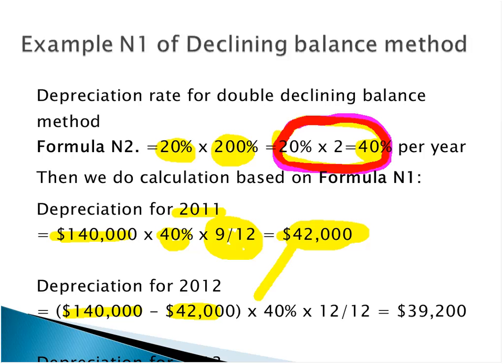Here is this one. And then the same steps, multiply by the 40% depreciation rate. And as we are going to use the whole 12 months in 2012, if it is given to you, just multiply by 12 and divide by 12, you can just ignore it. And then you will get the depreciation cost for 2012, which would be 39,200.